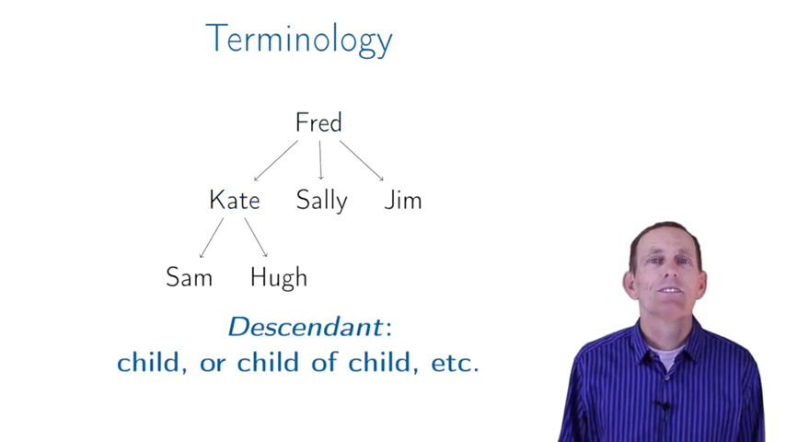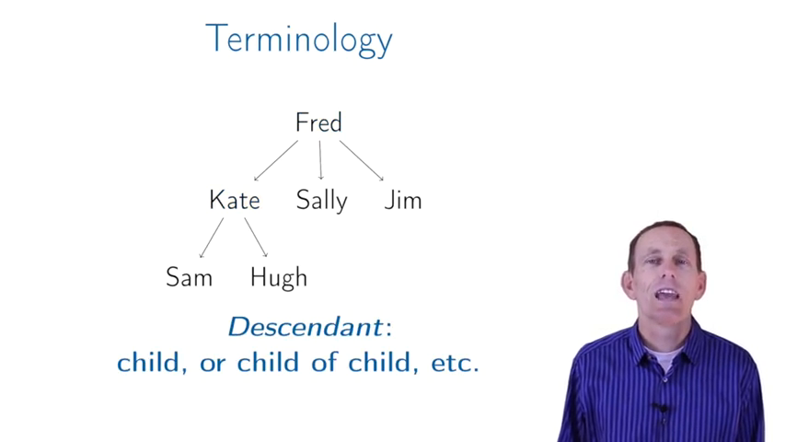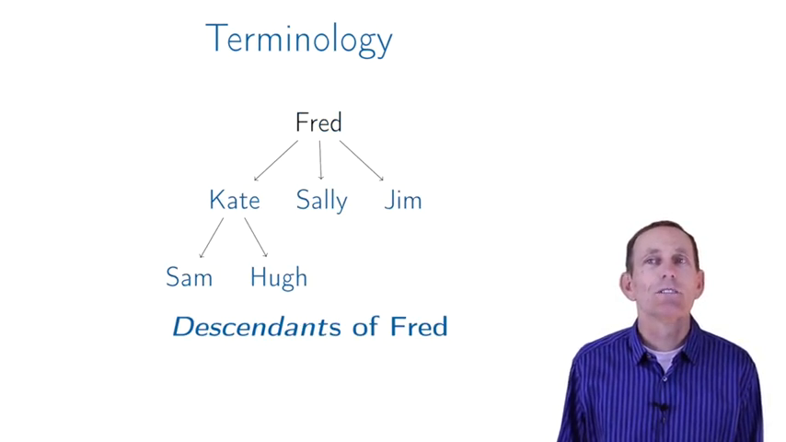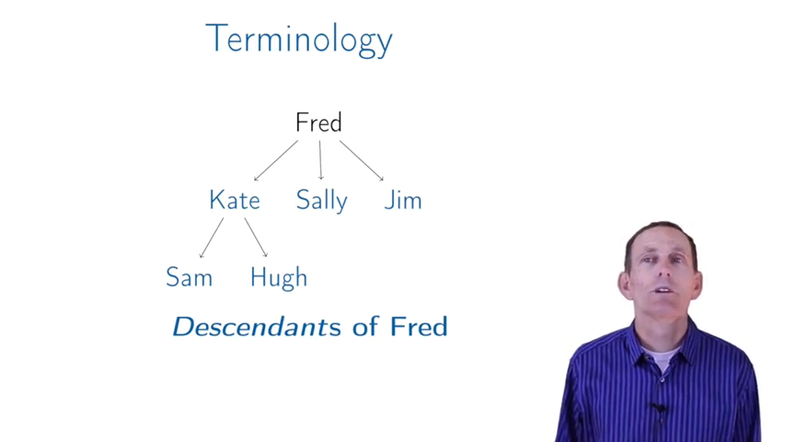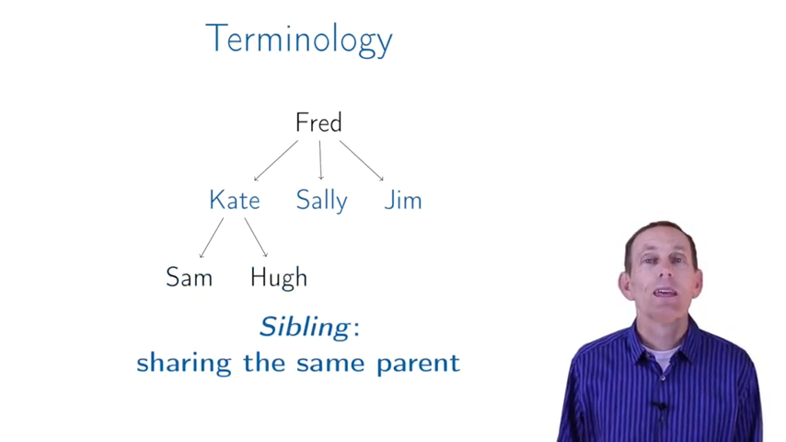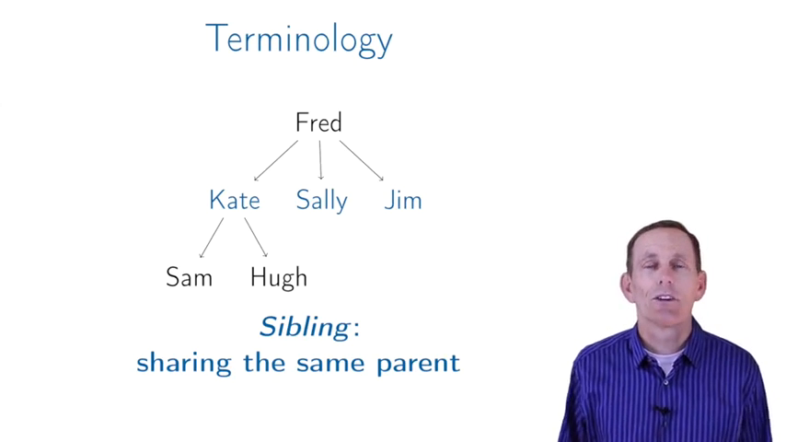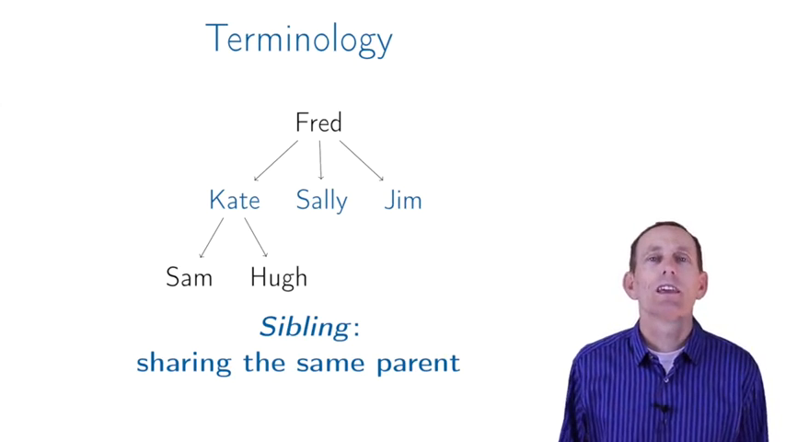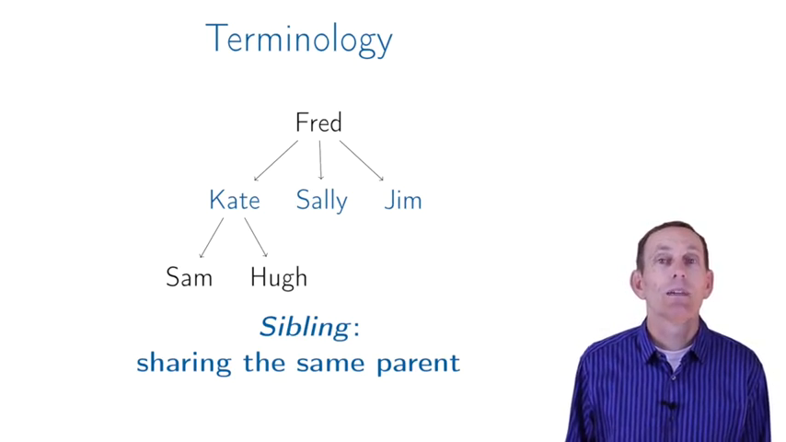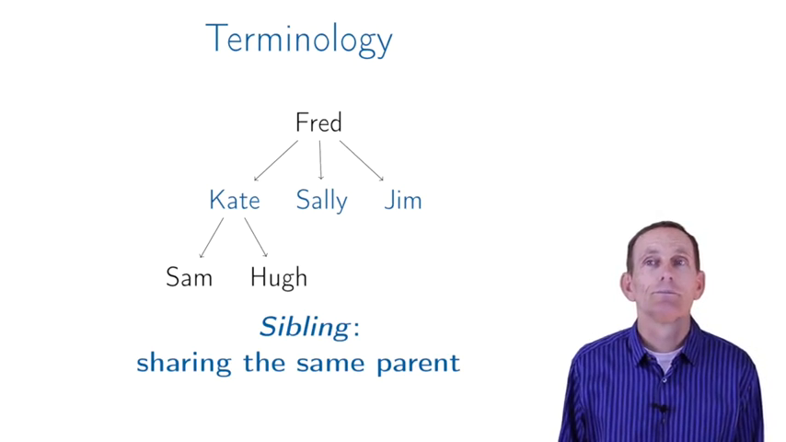The descendant is the inverse of the ancestor, so it's the child or child of child and so on. So the descendants of Fred are all of the other nodes, since it's the root: Sam, Hugh, Kate, Sally, and Jim. The descendants of Kate would just be Sam and Hugh. Sibling: two nodes sharing the same parent. So Kate, Sally, and Jim are all siblings. Sam and Hugh are also siblings.